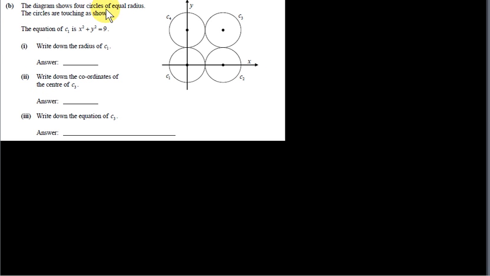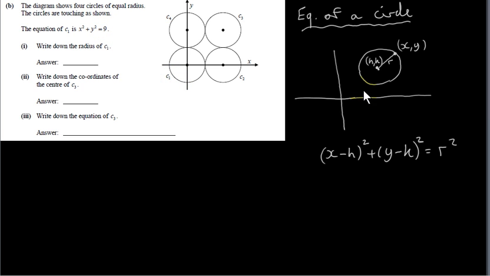The diagram shows 4 circles of equal radius. The circles are touching as shown. The equation of C1 is x squared plus y squared equals 9. The center of any circle in the plane is denoted by (h, k). The radius is denoted by the letter r. (x, y) is any point on the circle.